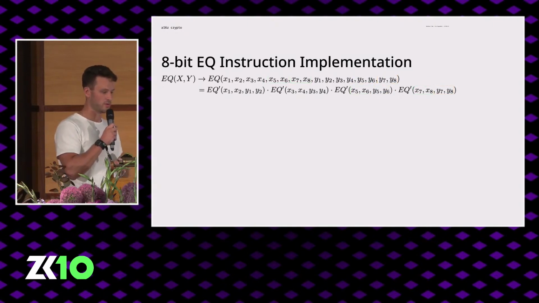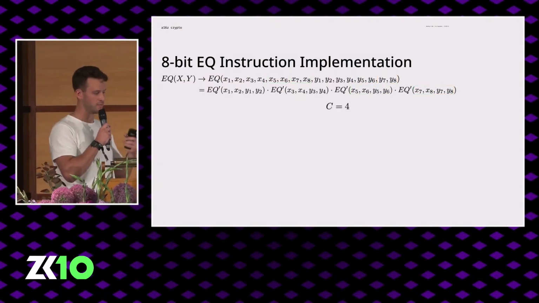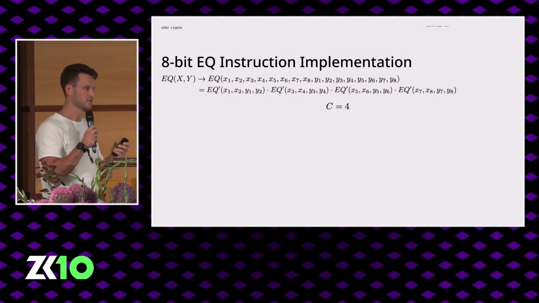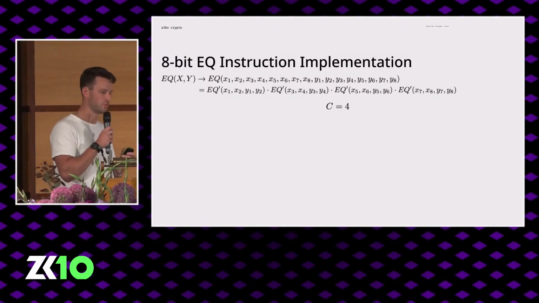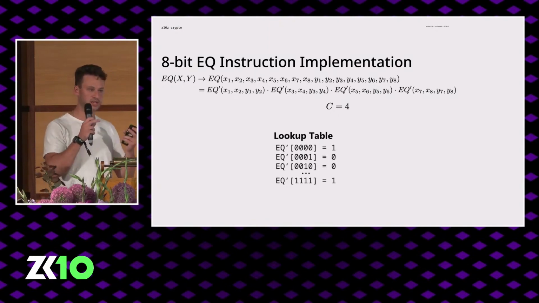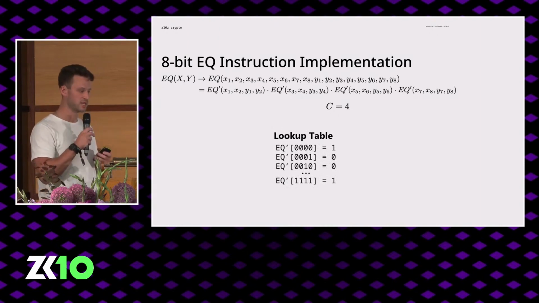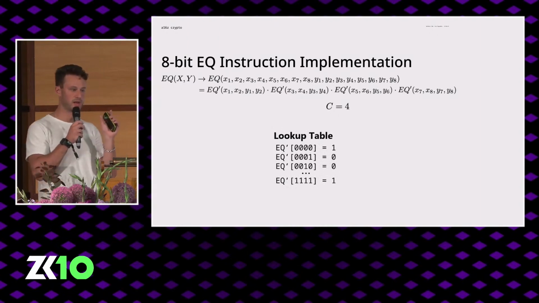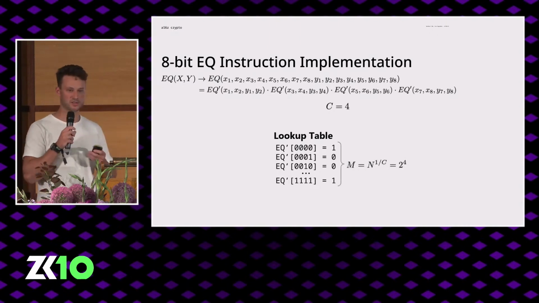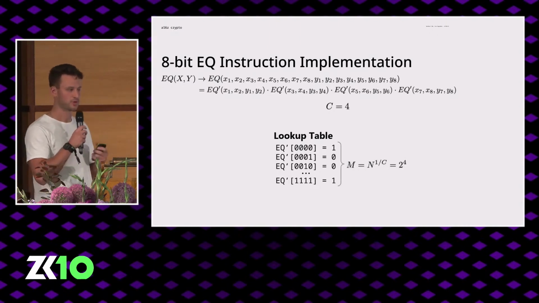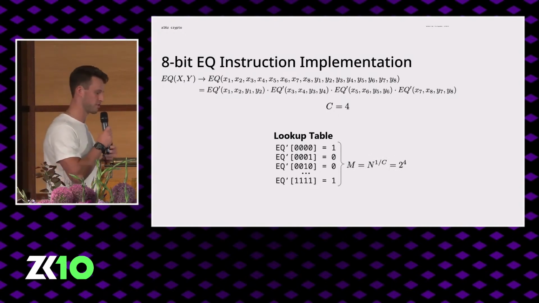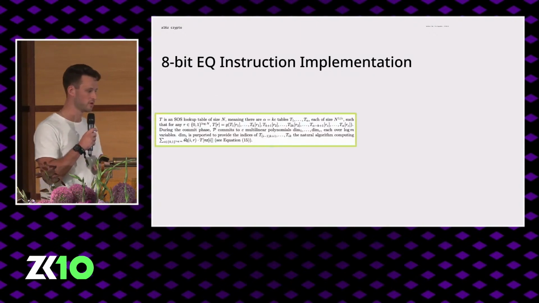Now one other parameter to define here is C. This is the subtable dimensionality. In our case, it's 4, because we use 4 EQ prime 2-bit subtables. This creates a much smaller table size. Our subtable size is now over 4-bit operands. All permutations of that would be of size 2 to the 4, which allows us to define this additional parameter m, which is our subtable size. It's of size n to the 1 over c, or in our very specific example, 2 to the 4.